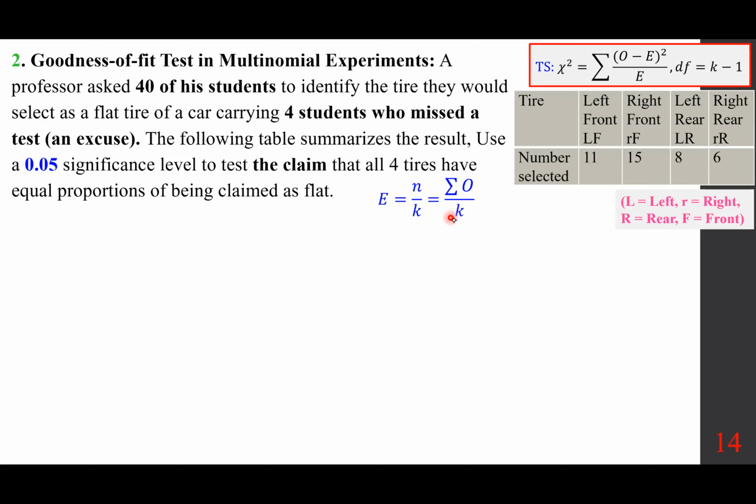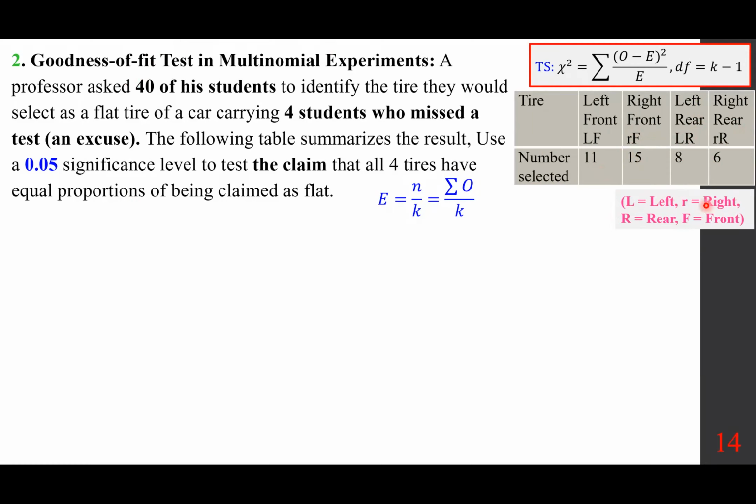Perfect. So we are using certain formulas. Again, this is the table that is given. Left front, we're going to use capital L, capital F. Right front, lowercase r, capital F. Left rear, both of them capital, and so on and so forth. So I've explained it here because when I write the H0 and H1, it makes it easier. The numbers selected are 11, 15, 8, and 6 by the 40 students.